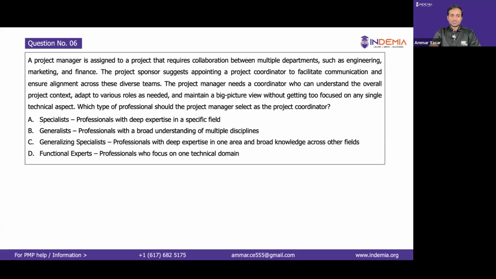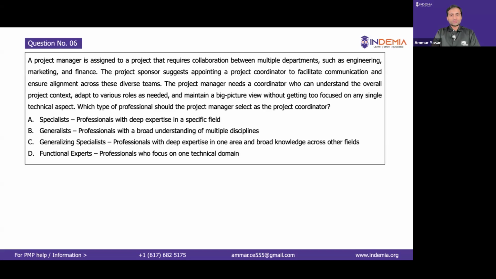So option A is specialists who are experts in a specific field, B generalists who have broad understanding of multiple disciplines, C generalizing specialists, professionals with deep expertise in one area and broad knowledge across other fields. D, functional experts. Interesting question. So who are the specialists? They are also called I-shaped individuals who have in-depth knowledge about one of the fields and they don't have any idea about related fields. So we're not looking for those. We're looking for people who would be acting as project coordinator to facilitate communication and ensure alignment across these diverse teams. So A can't be the right choice.